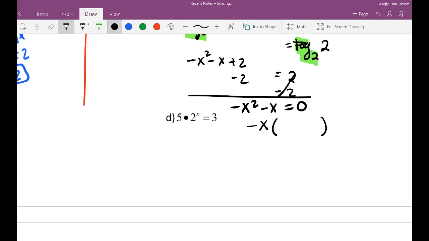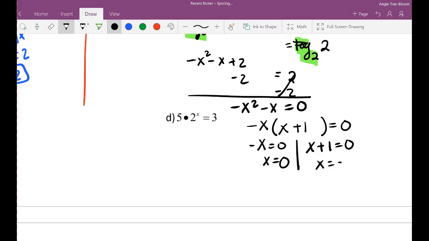x plus 1 equals 0. We have two factors that are multiplying equals 0. We should take each factor and set equal to 0. So negative x equals 0. x plus 1 equals 0. That means if negative x equals 0, that means x must be 0. How about over here? If x plus 1 equals 0, that means x must be? Question is, can I box them both?